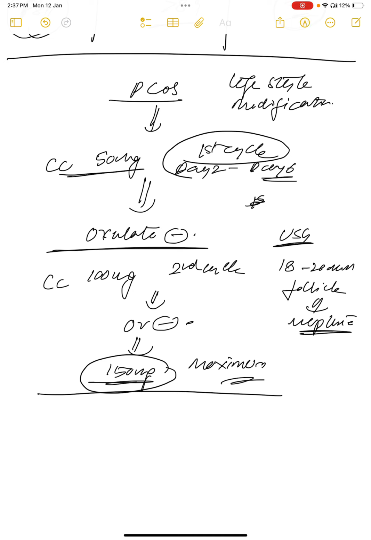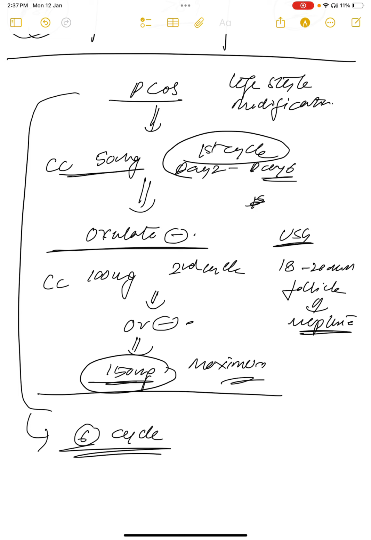This kind of ovulation induction cycle we can give for up to 6 cycles. How many? 6 cycles. Even though you're giving it, if there is no ovulation, that indicates clomiphene resistance. That means clomiphene is not working in them.